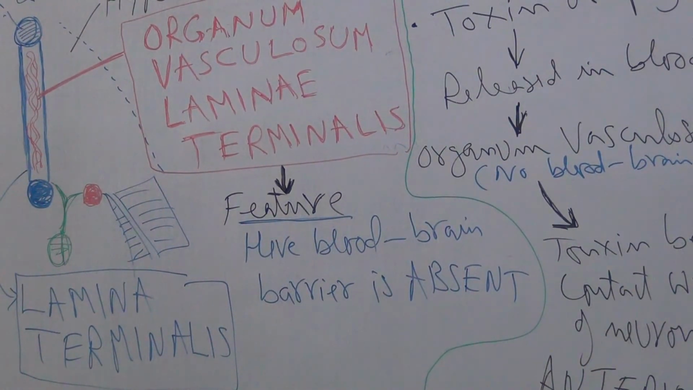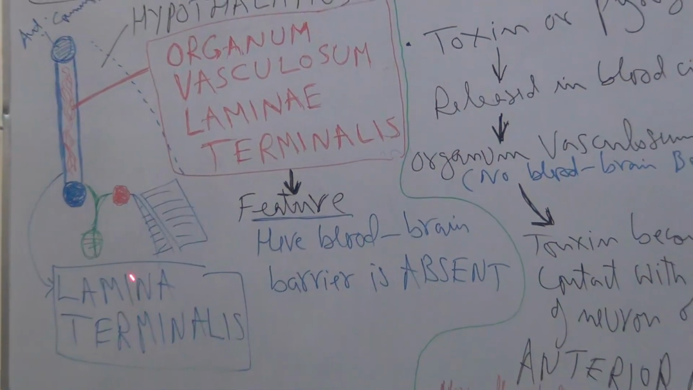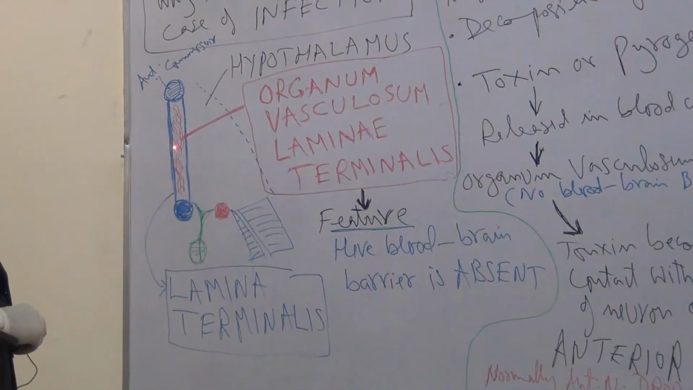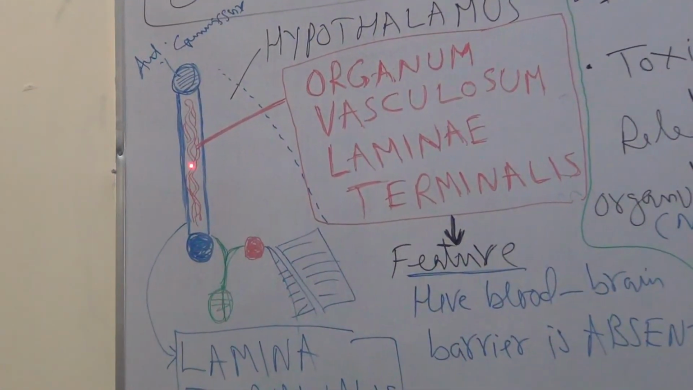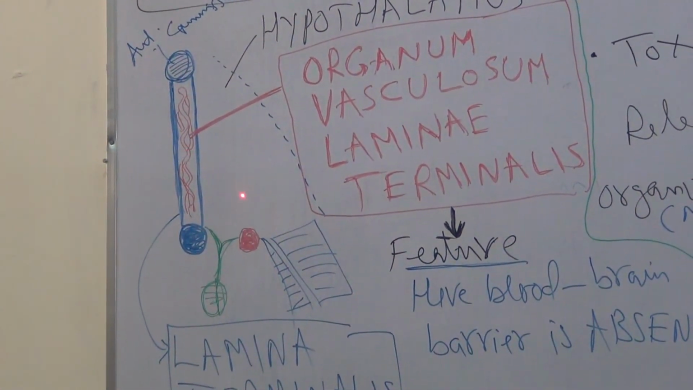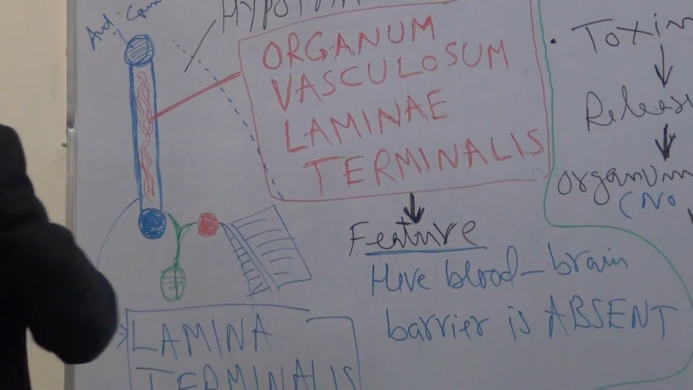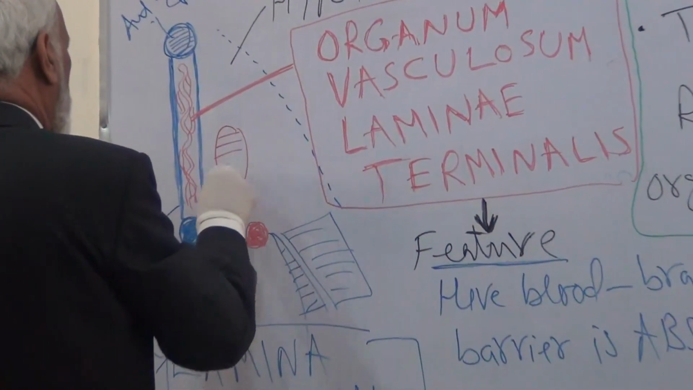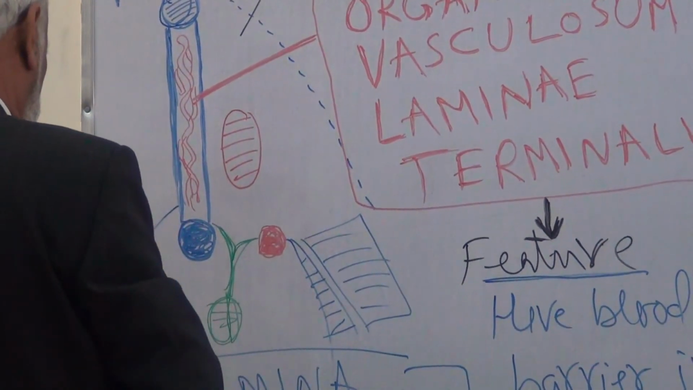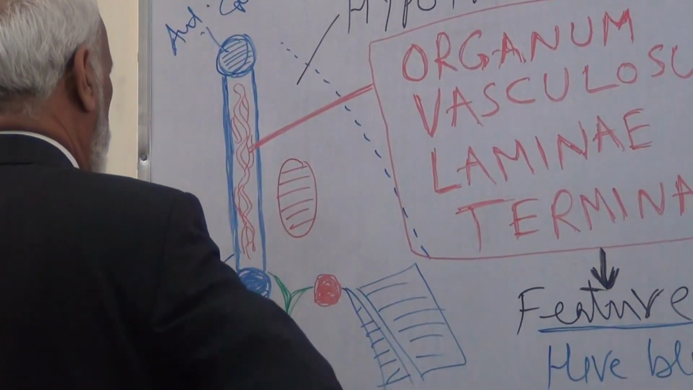So in cases of infection, there will be circulating toxins and pathogens in the blood. And when these toxins reach the organum vasculosum, they will enter into the anterior nucleus of the hypothalamus. Suppose this is the anterior nucleus of the hypothalamus.